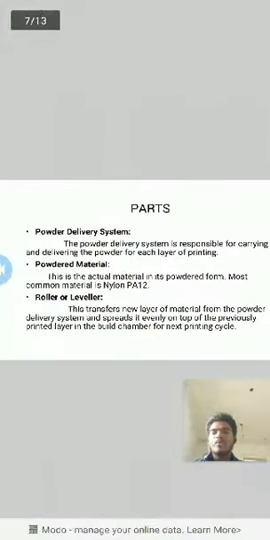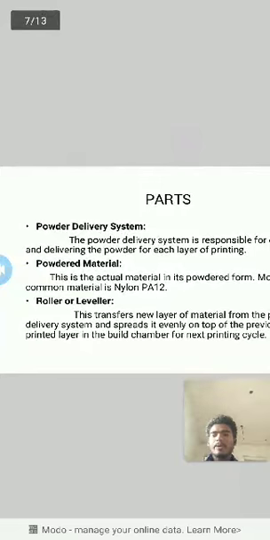Another part is powder delivery system. This powder delivery system is responsible for transporting and delivering the powder on each layer. Powder material, commonly nylon PA12, is used as the powder material.